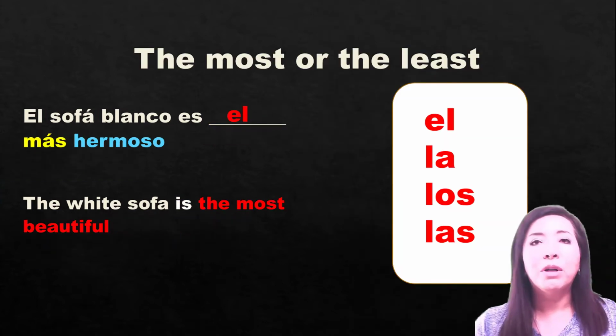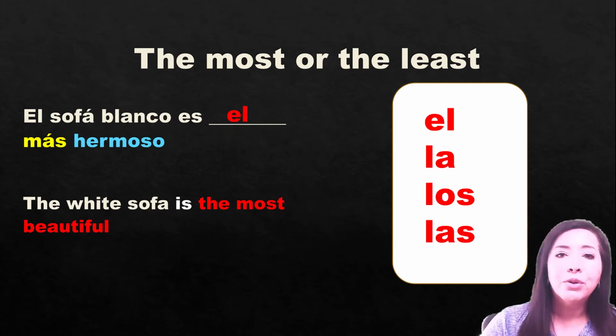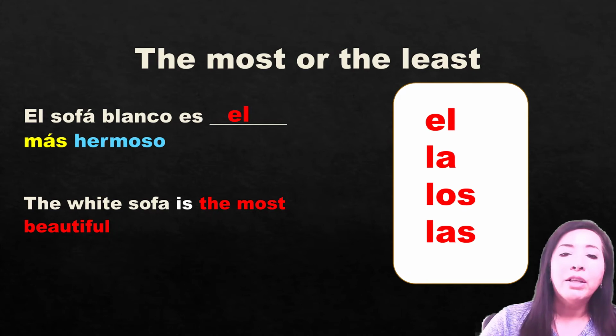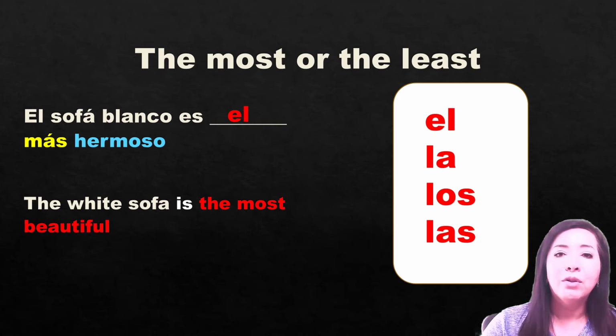All right, what about if I wanted to say that, let's say that I'm in the furniture store and the white sofa to me is the most beautiful of all of the sofas. How would I do that? That's called a superlative.